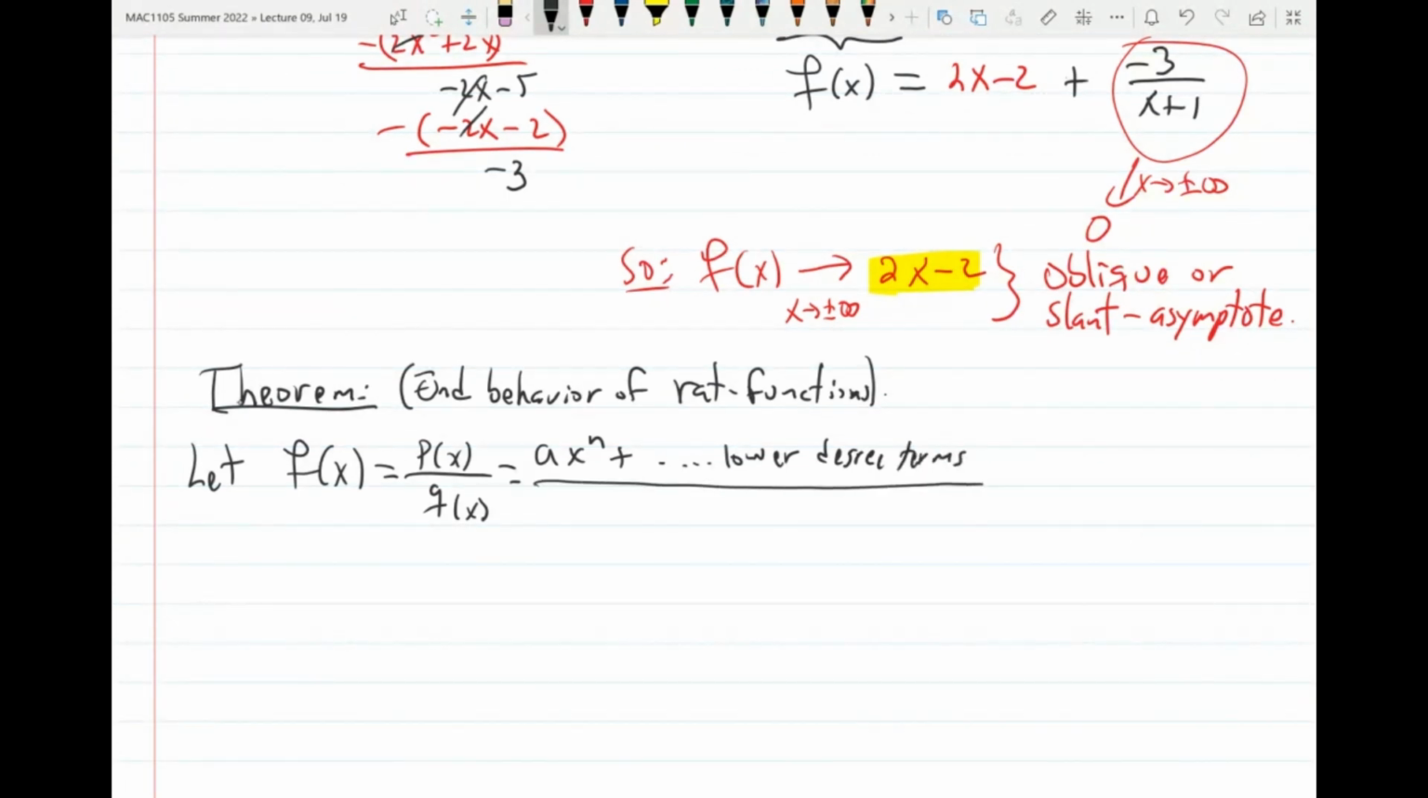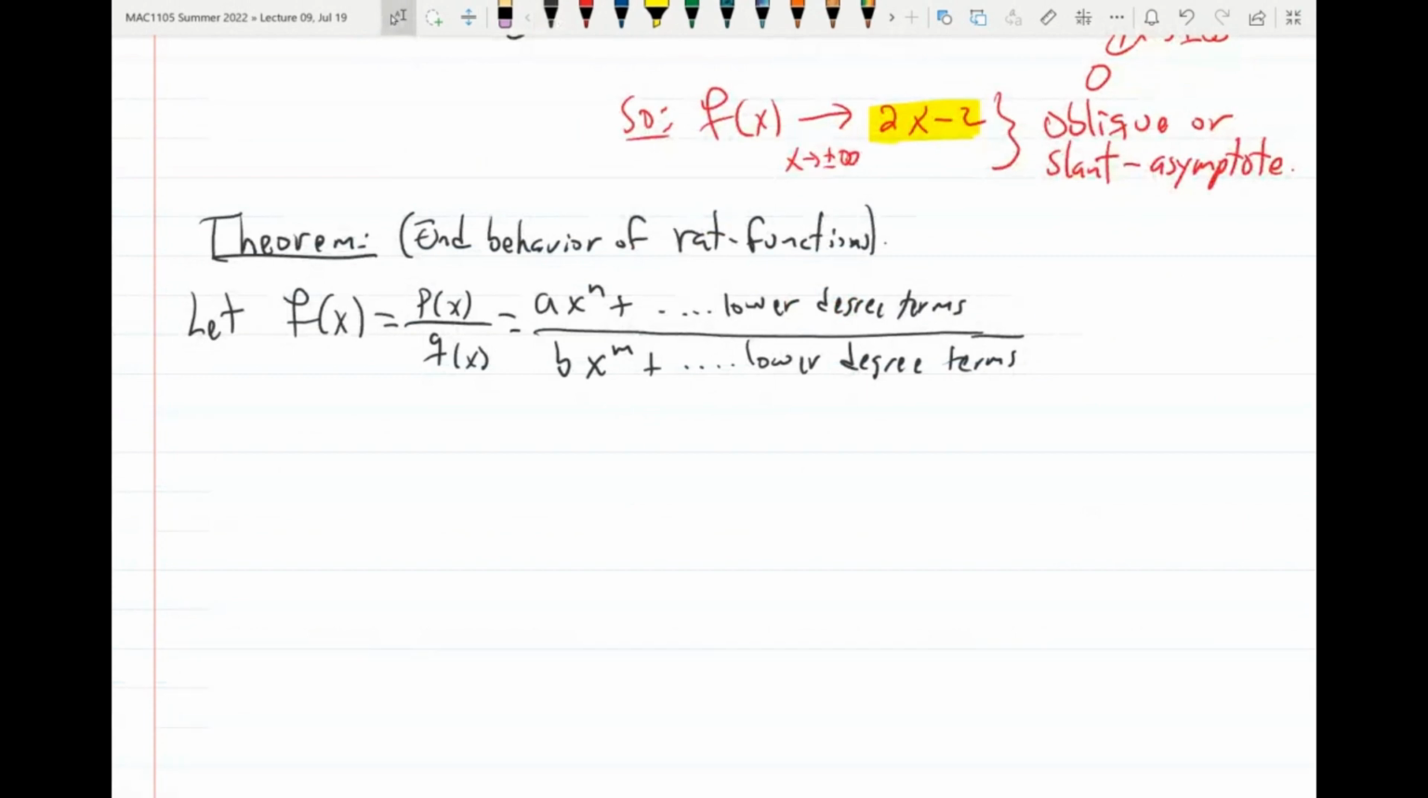And then q of x is going to be b times x to the m plus, again, other stuff which I don't care about, lower degree terms. We never did anything with these lower degree terms. When you play the trick of dividing top and bottom by the highest power, all these things are going to go to 0 anyway, so we don't care about those. Suppose that we have a rational function.